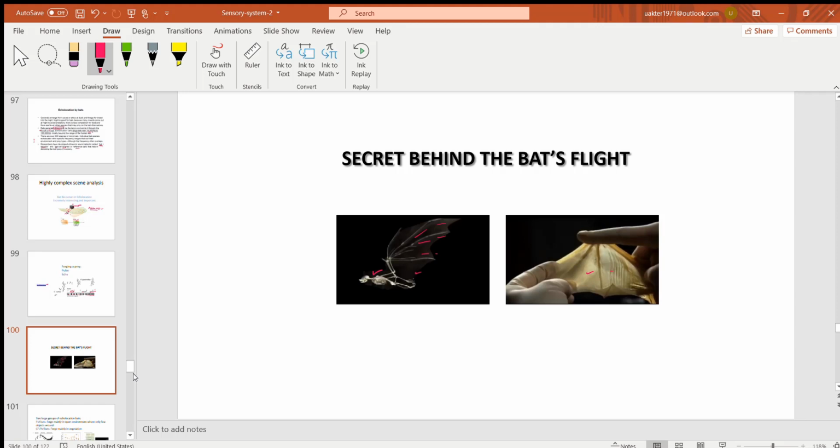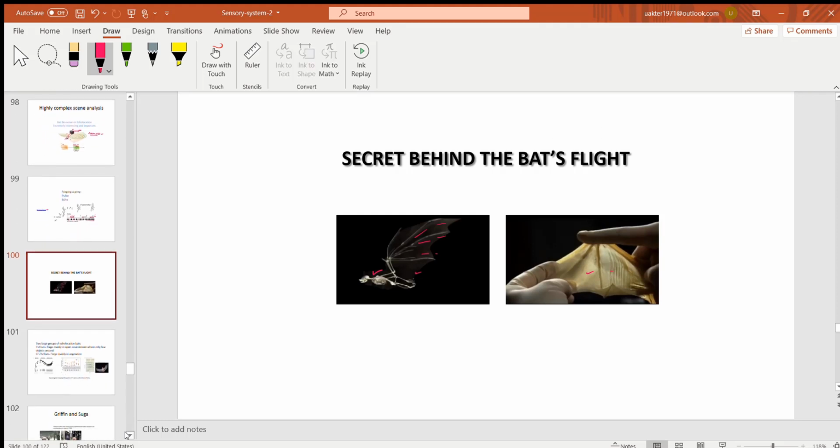Also, when the bats are in the search phase, that means they are just flying and looking for the prey, they use a rate of pulse the same as their respiratory rate. So when they breathe, like expire the air, they produce the sound. So they can produce the sound without spending more energy. Just when they breathe out, at the same time they produce the sound. So that way they can save energy.